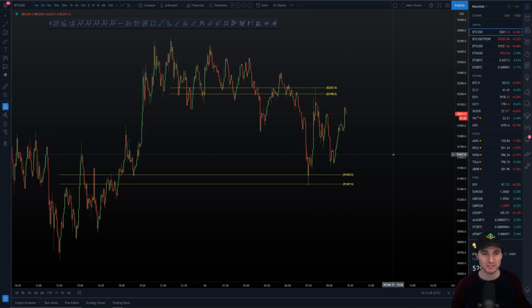So that's Bitcoin. Current CC support is about 51,340. Current CC resistance is about 52,260. Those are the two levels I've given you. If you break the higher CC, that's the next level to trade to. If you break the lower CC, that's the next level to trade to. Really simple.